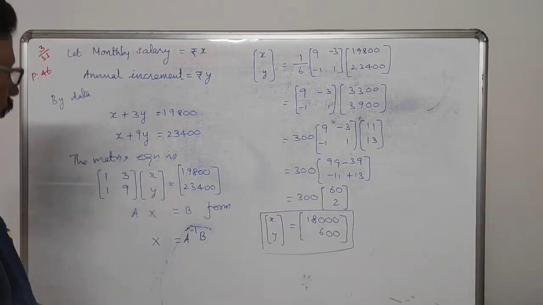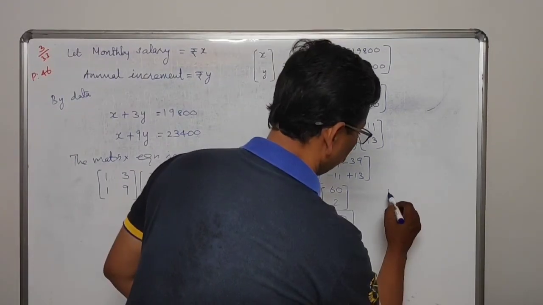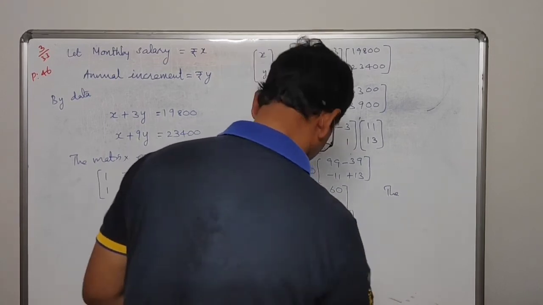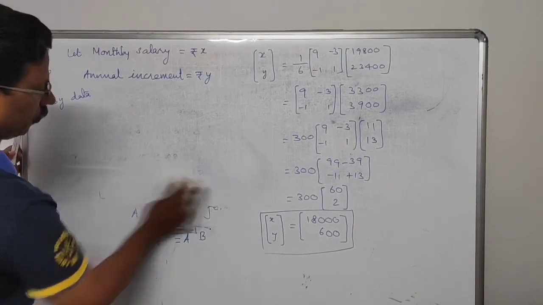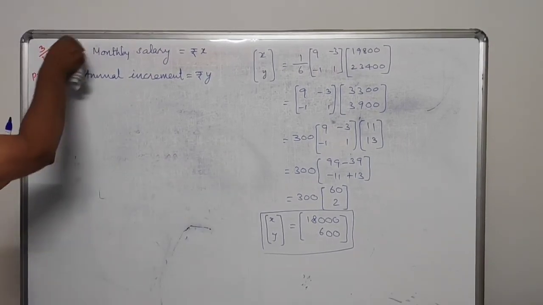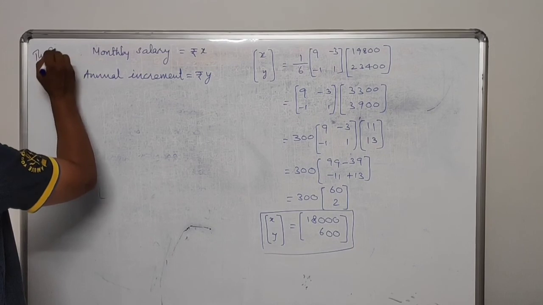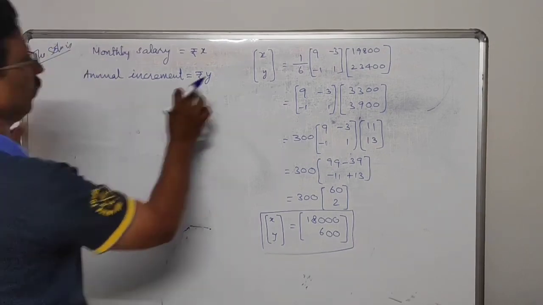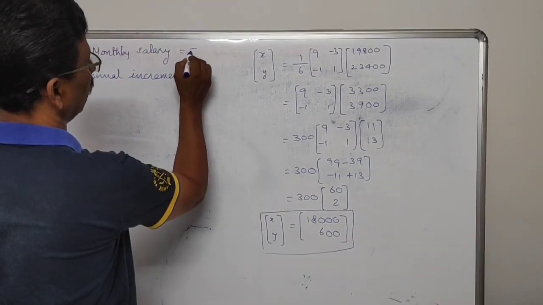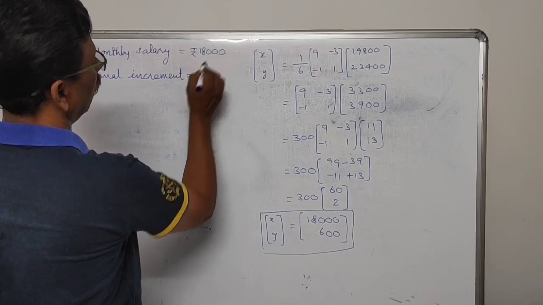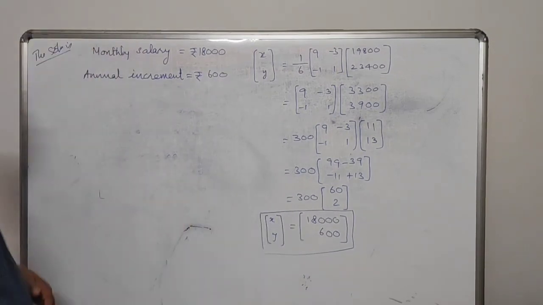After writing all these things, we can say the solution is: monthly salary, X equal to 18,000 rupees, and the fixed annual increment is the Y value, nothing but 600. Now likewise we can solve this problem.